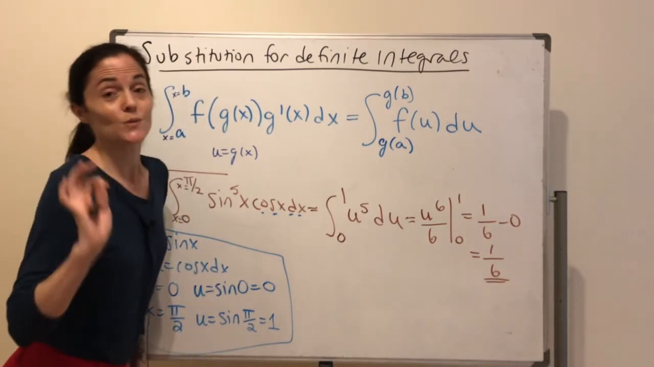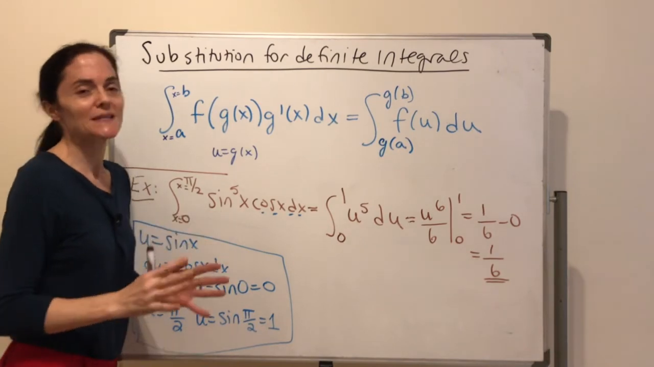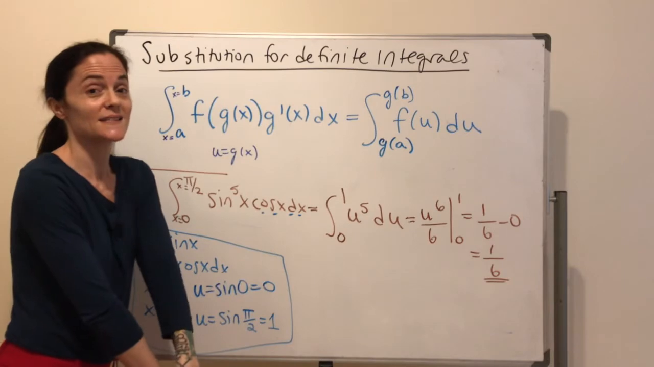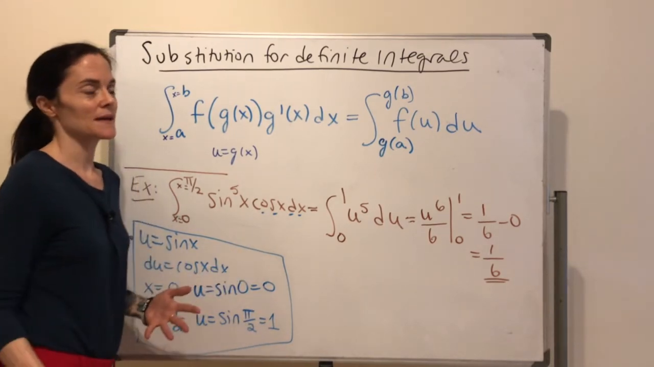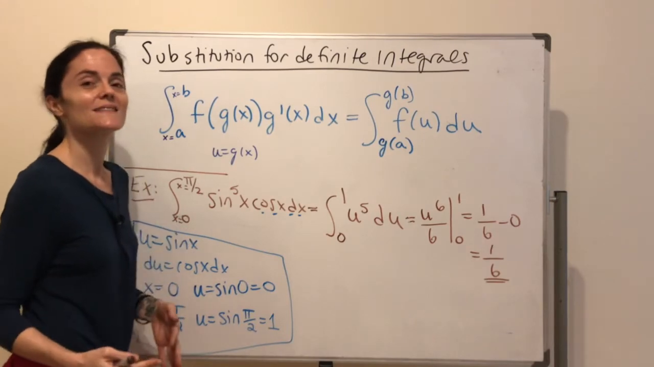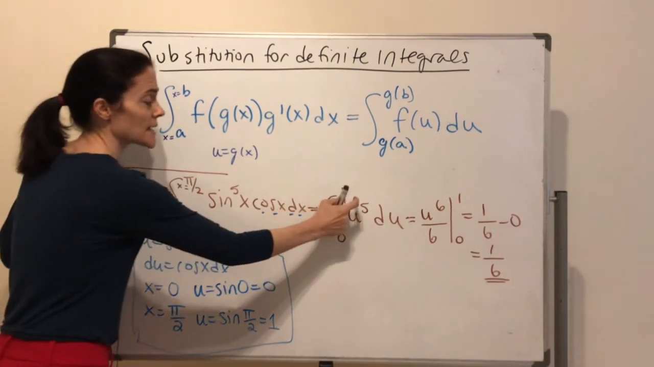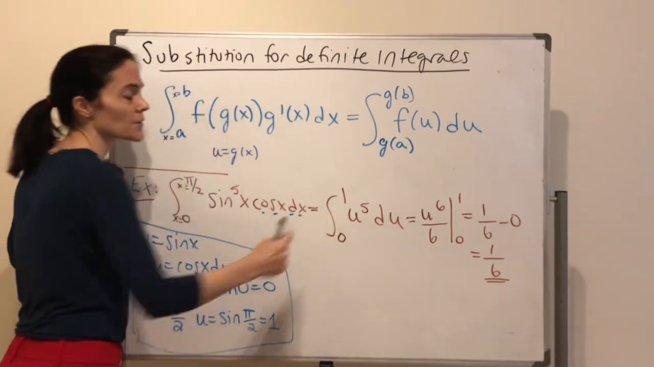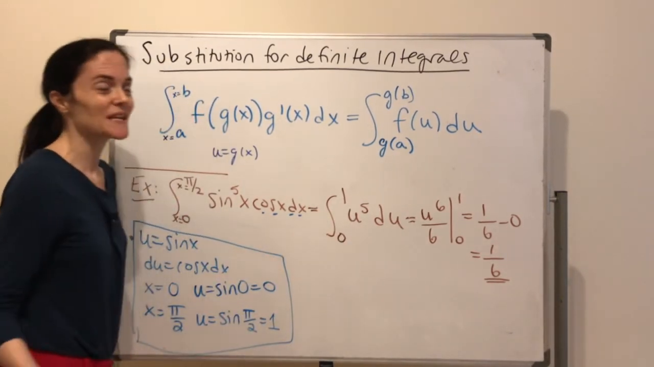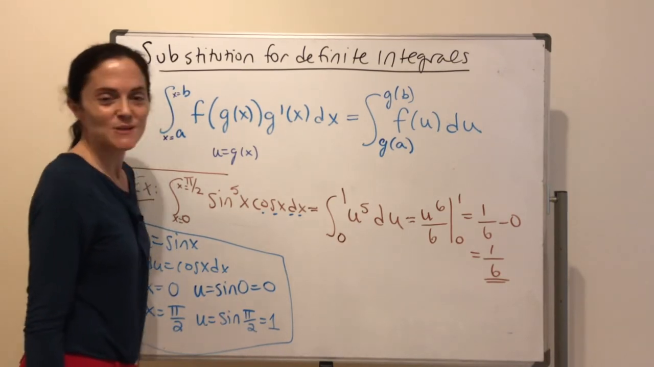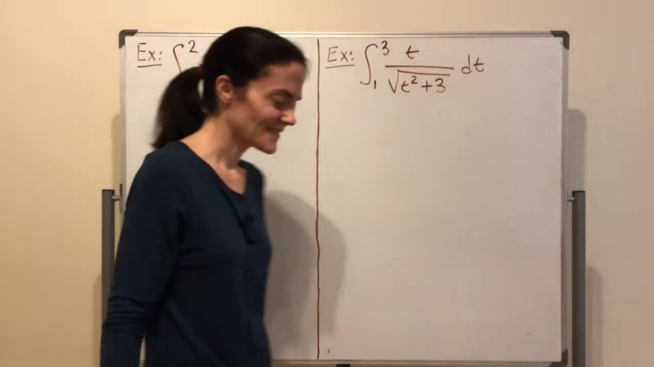Whichever way you choose, I would try to do it the same way every time so that you don't get confused and start mixing the two, because we never want to mix u's and x's or u's and t's or something like this. And that includes mixing x limits of integration when you have an integral with respect to u. It's too easy to make mistakes that way. Okay, so let's do some more examples now.